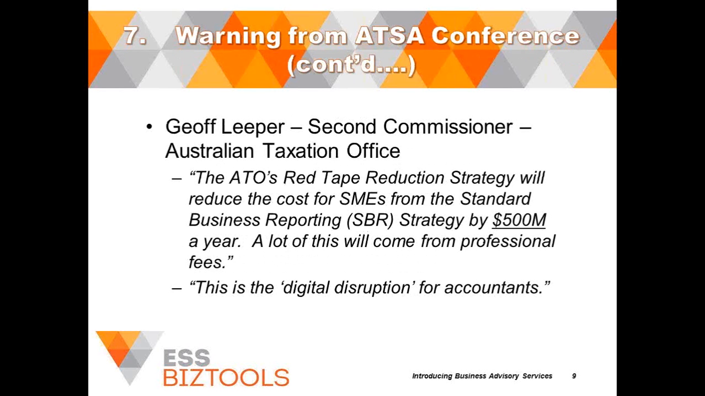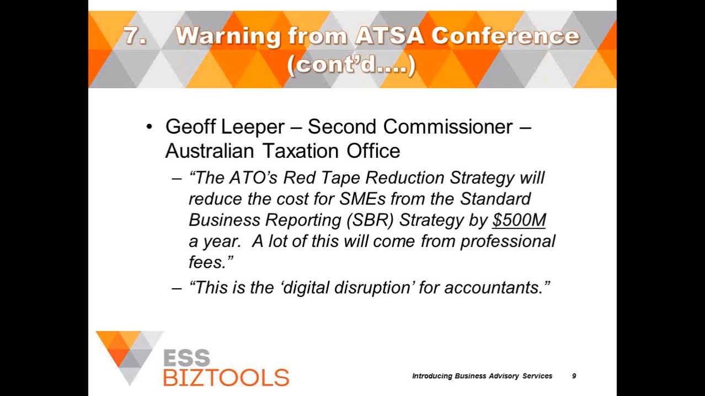At the same conference, the second Commissioner of Taxation, Jeff Leeper, was interviewed by David Smith, the Managing Director of Smith Inc. And in the 45-minute period that Leeper was interviewed, he made a number of interesting comments. One of the most significant ones was the one that's on the screen at present. The ATO's red tape reduction will reduce the cost for small businesses from the standard business reporting strategy by $500 million a year.